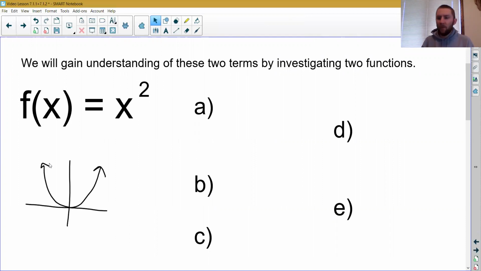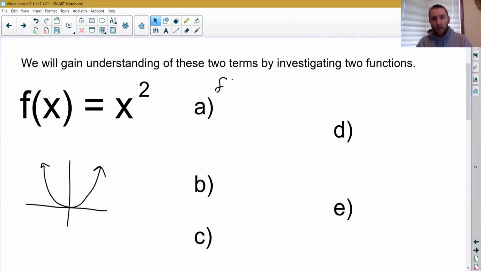So this function is number 17 in your book, 7-17 in section 7.1.2. So we're going to do all the parts of this question together and then do the same thing for number 19, okay? So letter A wants us to find outputs for the following inputs in this function. Okay, so they're going to give us x values. They want us to find y values.